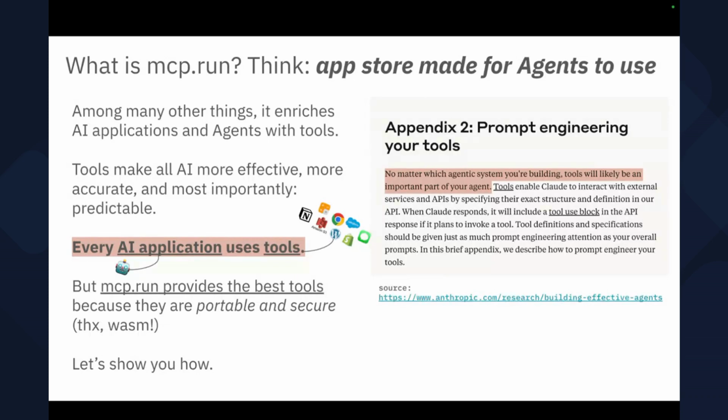And tools are super critical. I mean, tools make all AI more effective and accurate, and importantly, predictable. Most Gen AI applications are completely probabilistic, and it's hard to predict exactly the behavior they'll have. That's a big problem when it comes to production readiness. So AIs with tools are predictable and deterministic because they're actually executing logic and code, just like every application we're used to running today. And every AI application uses tools. This is a pretty well understood and accepted statement. Your agent isn't really useful without tools. And at mcp.run, we're providing the best tools. These are tools that are portable and they are secure.